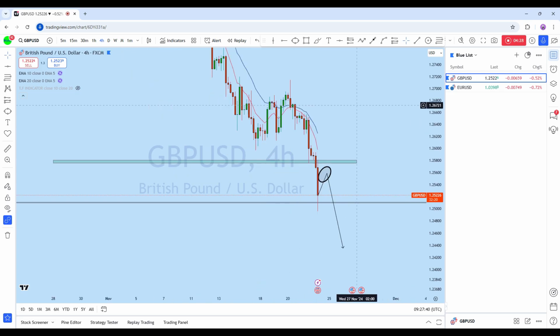So as soon as we find a suitable entry on GBPUSD, we will be looking for going short with a high probability trade setup. I hope, traders, you enjoyed this important analysis.